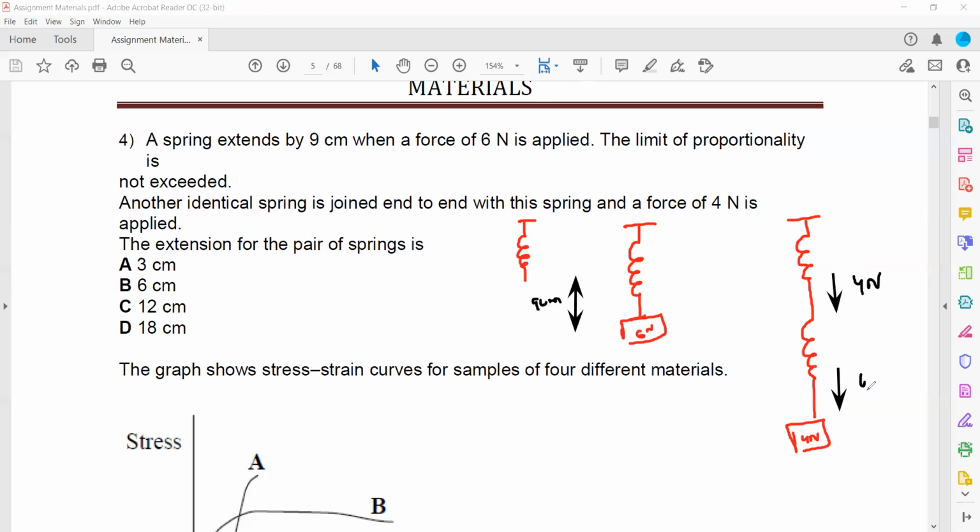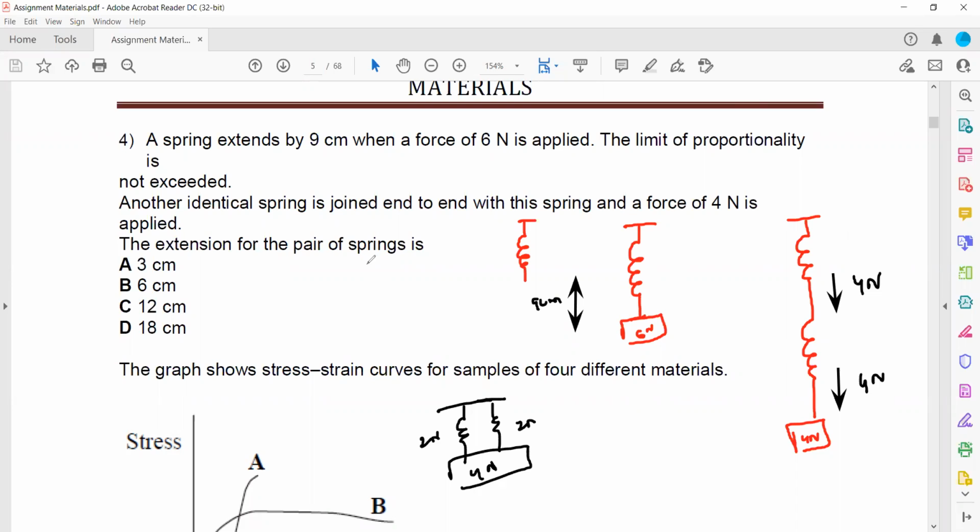If they are connected side by side, it means the 4 Newton will be divided between them. Like if the spring system was like this and a 4 Newton is attached, so that time 2 Newton on each. But because they're connected end to end here, that's why each will experience 4 Newton. So we'll find the extension for spring 1 and that will be same for extension for spring 2, and the total extension will be the sum of the two extensions.